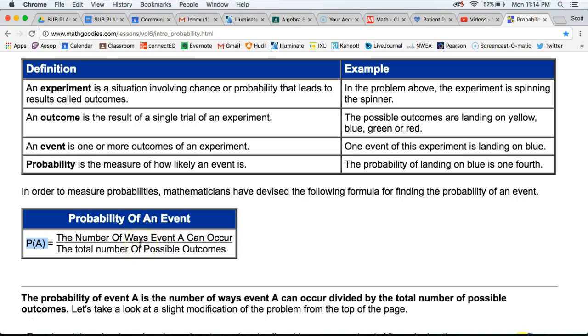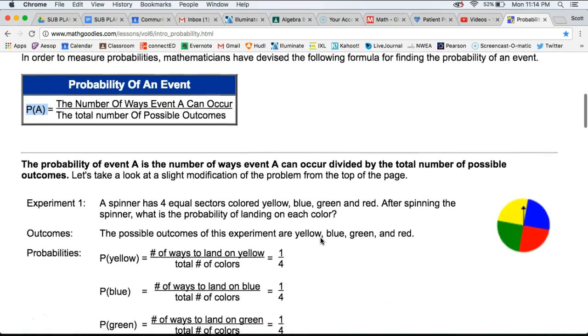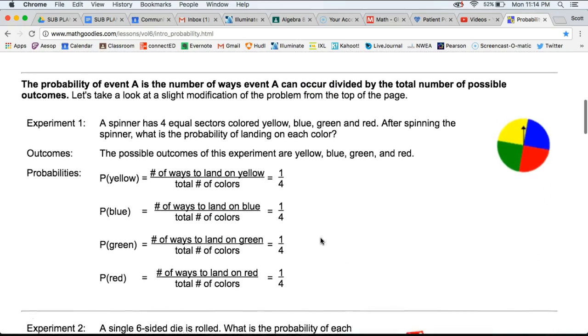So in the previous example with the spinner, there were 4 possibilities. And if I was saying, what's the probability of blue? There's only one way that blue can happen, and that is if the spinner lands in the blue area out of 4 total colors, so that probability was 1 out of 4. Okay? Probability of event A is the number of ways that event A can occur.